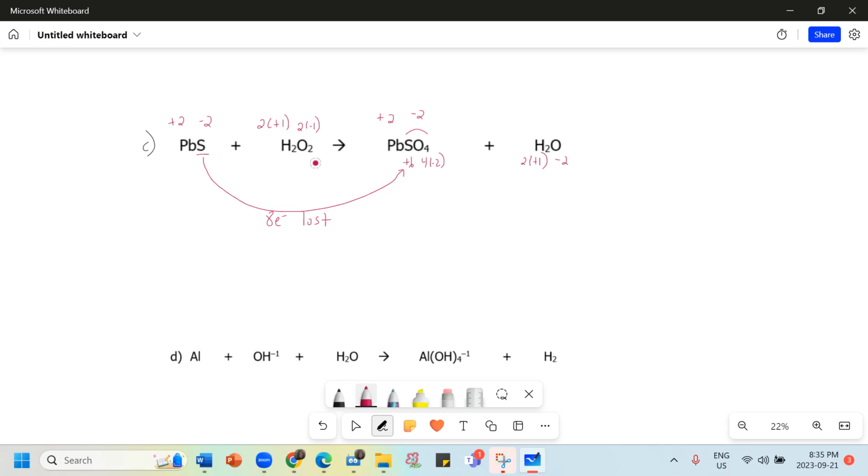Now, here we have oxygen. Hydrogen is +1, +1, so that's not changing, so it's the oxygen. But the oxygen has changed here. It's -2, and here, -2. So we need to figure out how many electrons that oxygen is transferring.